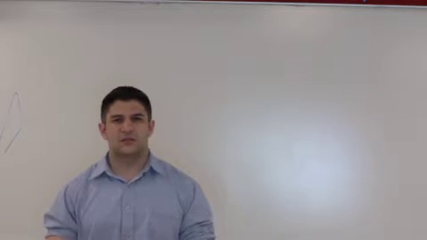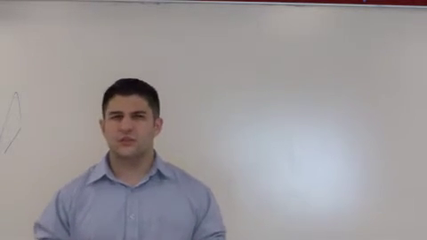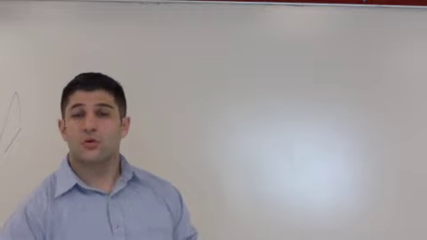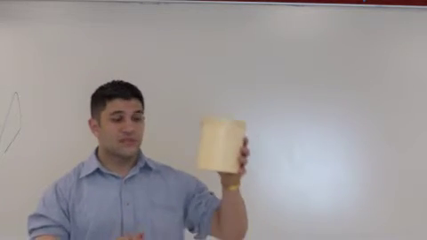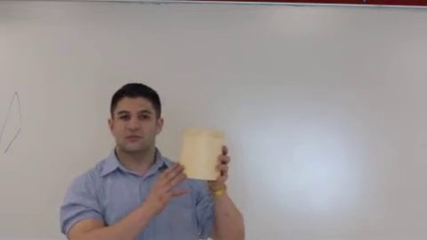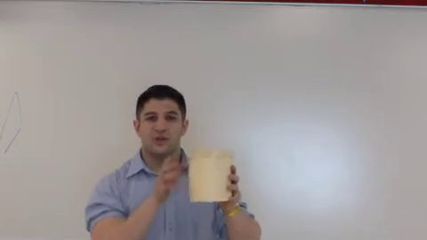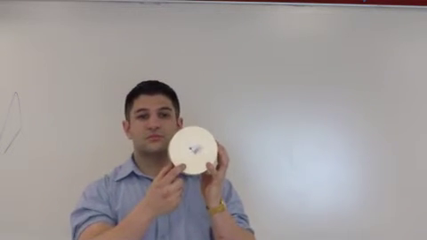But what exactly is a cylinder? Well, a cylinder is very much like a can of soda or a can of peas. This object is exactly a cylinder. It's a circular, three-dimensional object with a circular base.